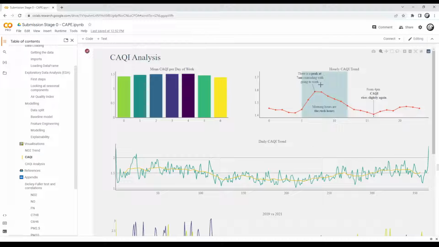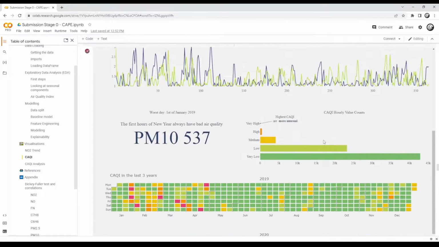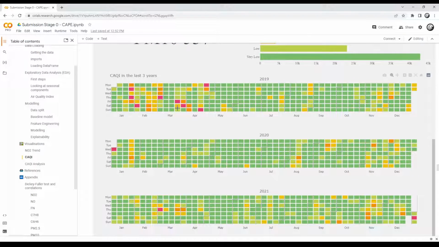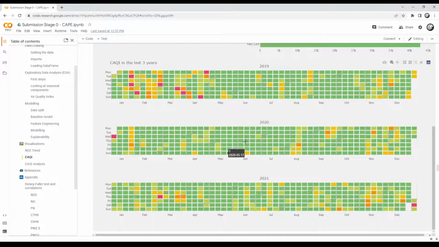For example, that there is a peak value at 7 a.m. coinciding with the rush hours, meaning that obviously traffic has a big impact in the trend. And we also wanted to look into the impact of COVID. And as we can see, right before COVID, there was quite a bit of pollution in some days. This is the mean of this air quality index. And also during COVID, this got lowered, which implies that we actually have measures to tackle this pollution.